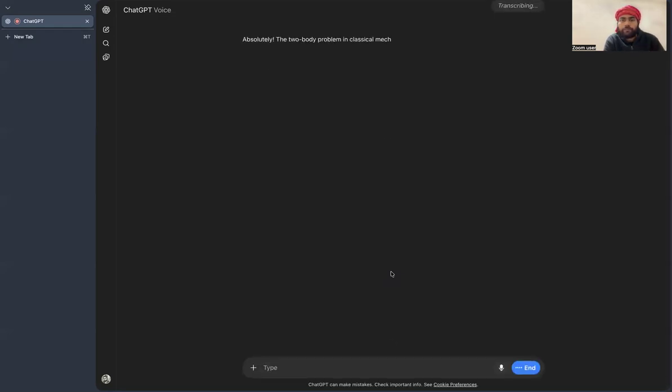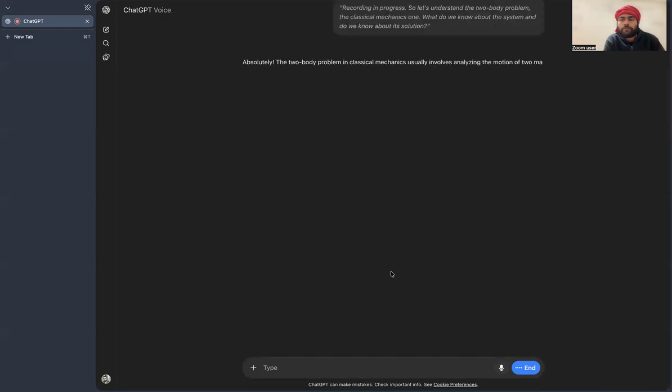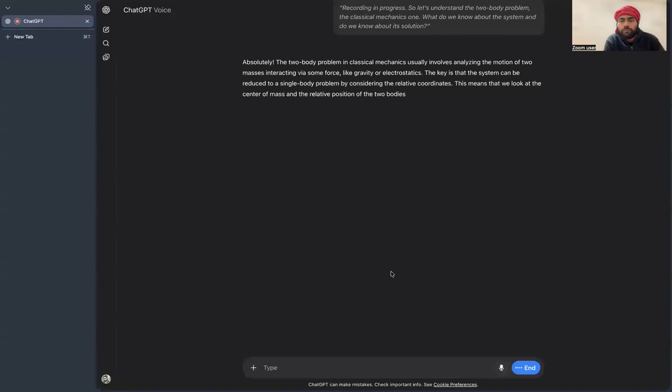Absolutely. The two-body problem in classical mechanics usually involves analyzing the motion of two masses interacting via some force like gravity or electrostatics. The key is that the system can be reduced to a single body problem by considering the relative coordinates. This means that we look at the center of mass and the relative position of the two bodies. And once we do that, the problem becomes more tractable, often leading to closed form solutions. Let me know if there's a specific aspect you'd like to dive deeper into.